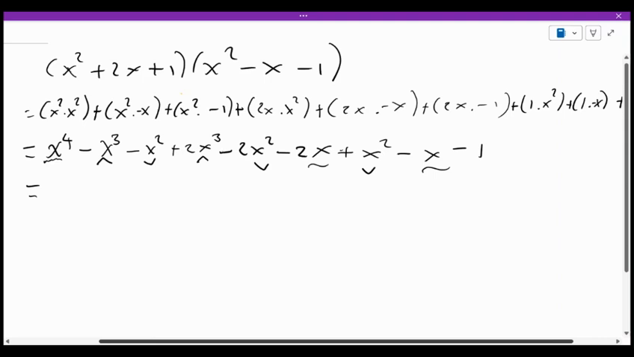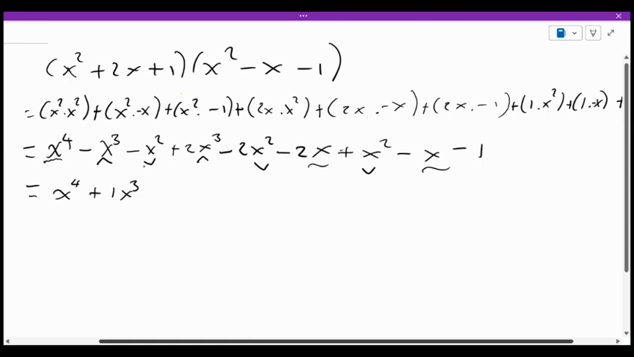Okay, any other x to the power 4? No, just bring it down. X cubed. So negative 1 x cubed plus 2x cubed, that's positive 1. Yes, we just have 1 x cubed.